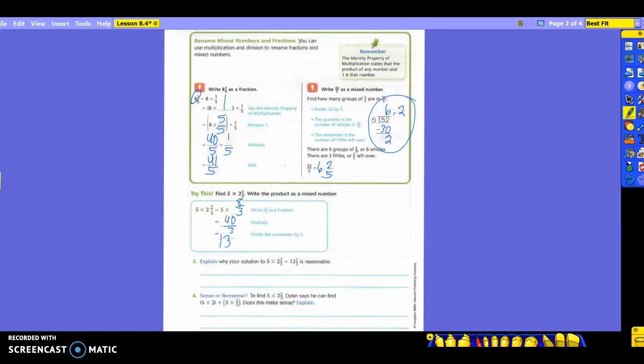13 times 3 gives you what? It gives you 39. So you'll have 1 left over, right? So you're going to write what over here? So 13 1/3 is your answer. Mine's not really in the greatest places. 13 1/3 is what your answer will be. So 13 times 3 is 39. You'll have 1 left over, so you'll have the 1/3 left. Make sense? I know you only learned your multiplication facts up to 12, but if you can keep counting, keep counting. Explain why your solution to 5 times 2 2/3 equals 13 1/3 is reasonable.